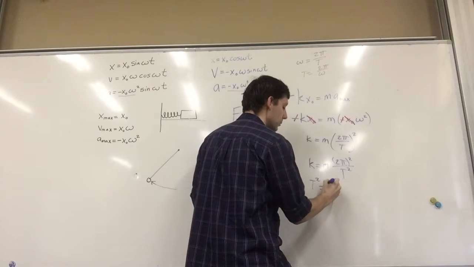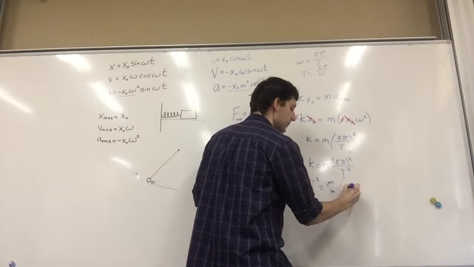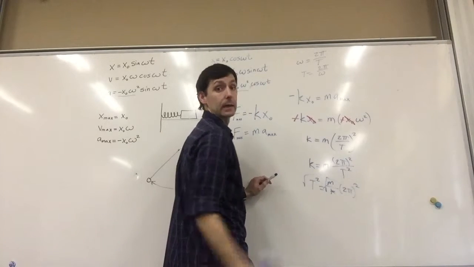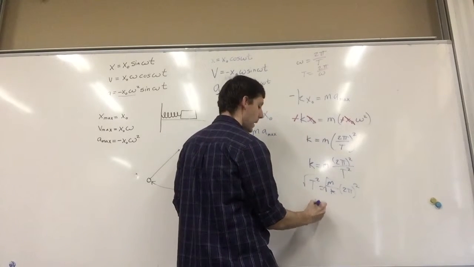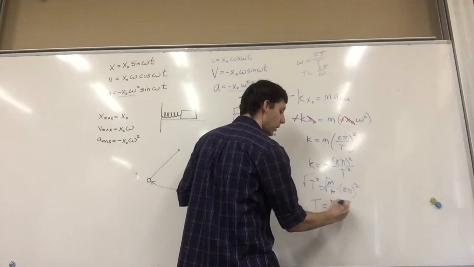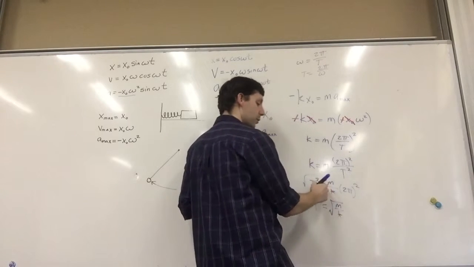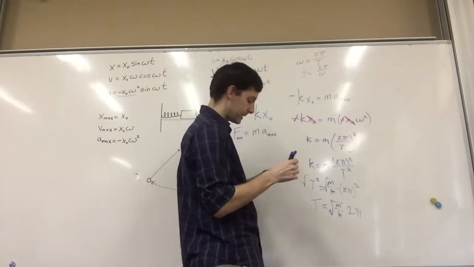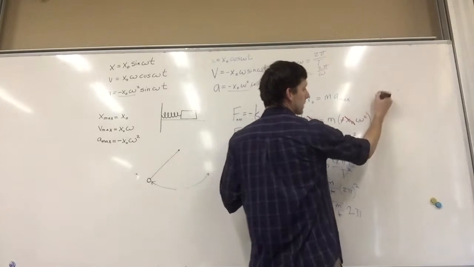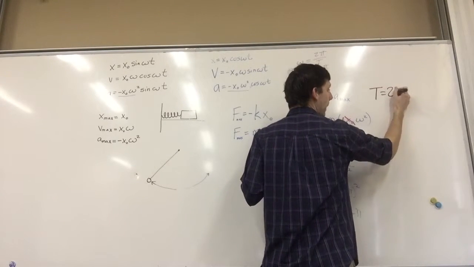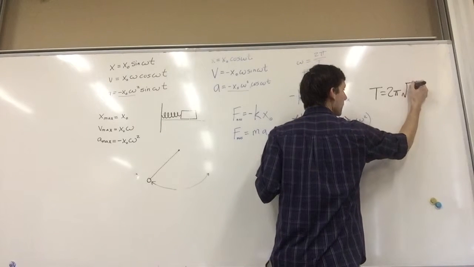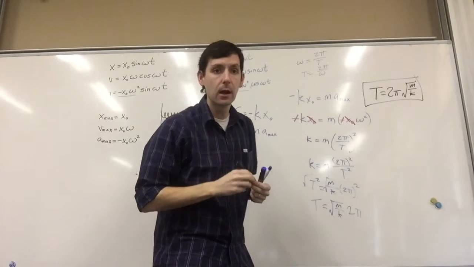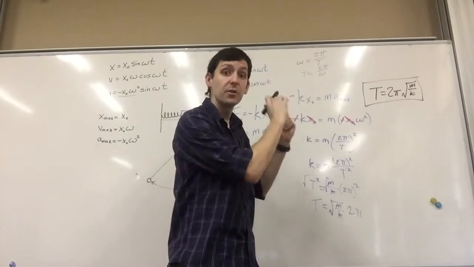So t squared equals m over k times 2 pi squared, and then I'm going to square root both sides because I can, and because if you do the same thing to both sides, it doesn't really matter. So I go t equals square root of m over k, and of course the square root of 2 pi squared is just 2 pi. Now the way that you'll usually see this written is t equals 2 pi square root of m over k. And that, my friends, is the period of a spring.